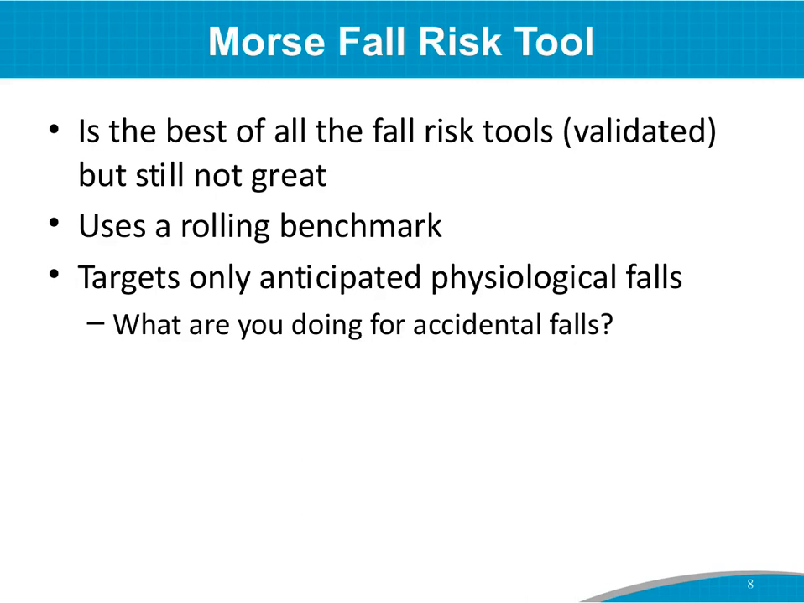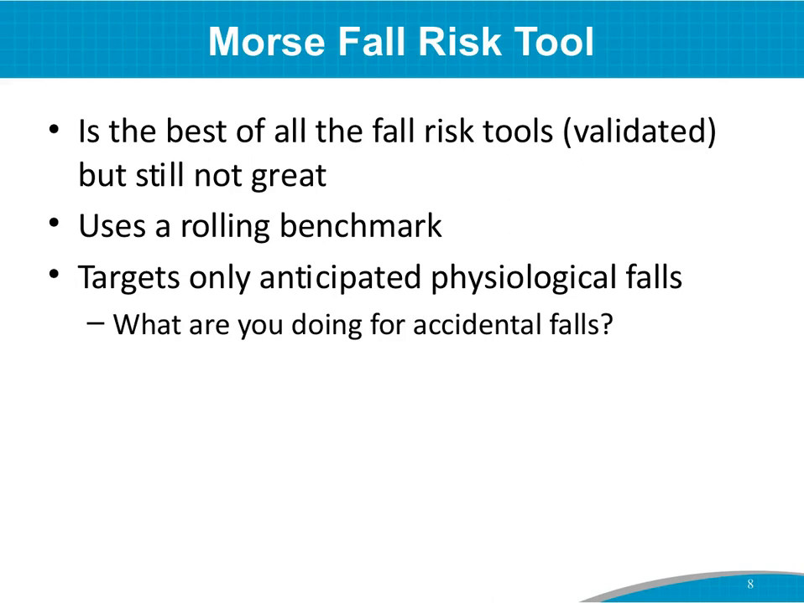So our facility uses the Morse fall risk assessment tool. It is probably one of the best that up until now has been validated in the acute care setting, but it's still not perfect. It is a rolling benchmark. So what that means is as things change with the patient, the nurse should be reassessing and documenting a new fall scale. I can probably guess at most places that doesn't happen.